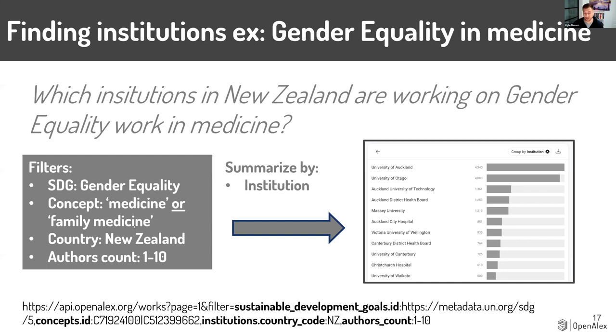And then I summarized by institution. And so University of Auckland, University of Otago, you can see all the institutions in New Zealand that are matching that query.